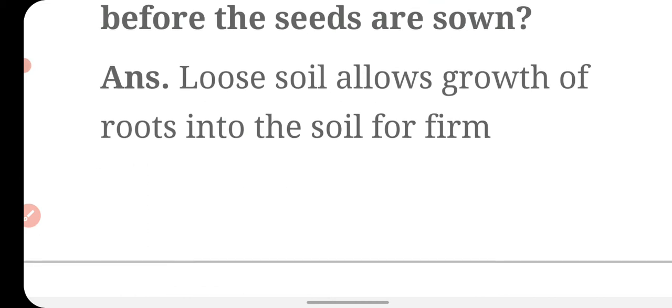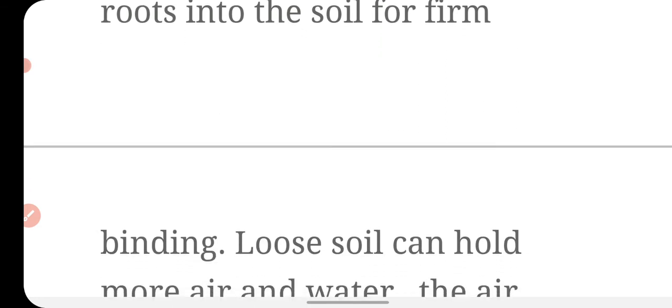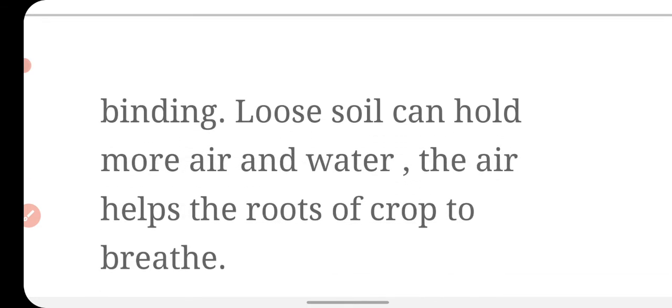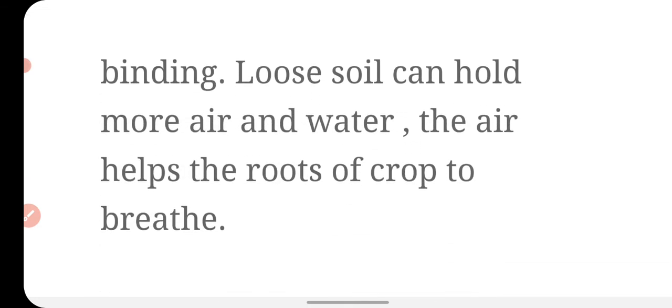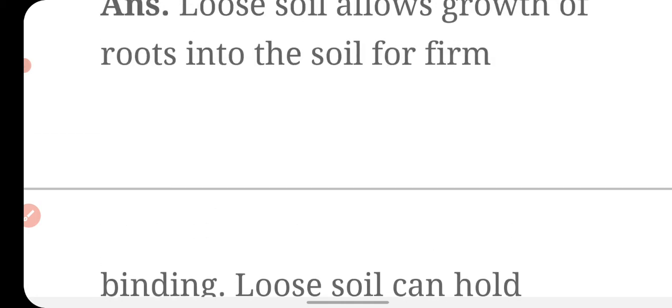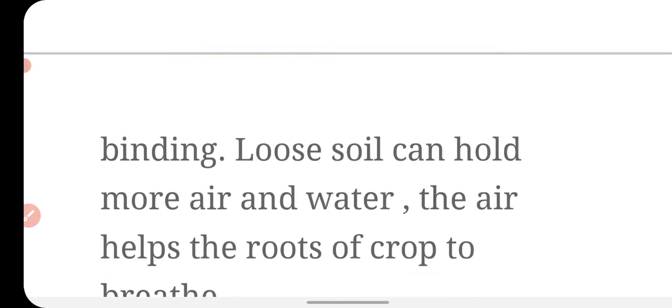Why is the soil loosened before the seeds are sown? Loose soil allows growth of roots into the soil for firm binding, and loose soil can also hold more air and water, and the air helps the roots of crops to breathe. That's why we loosen the soil before sowing the seed.